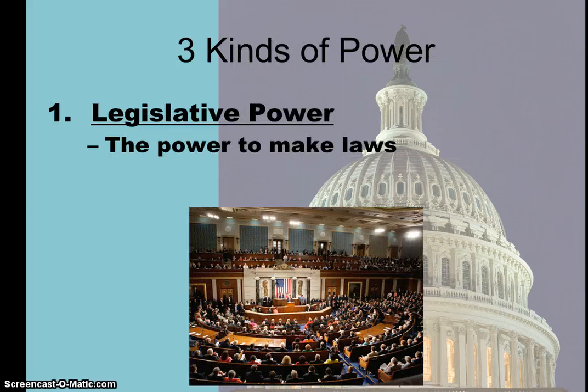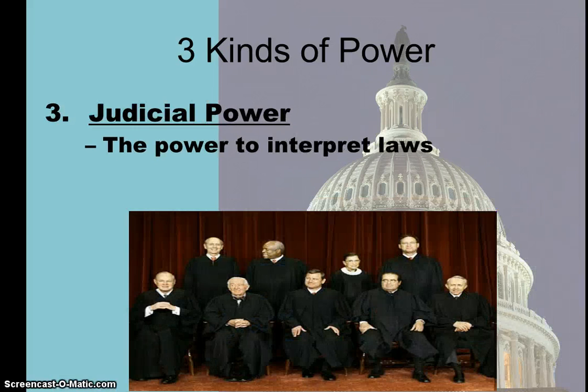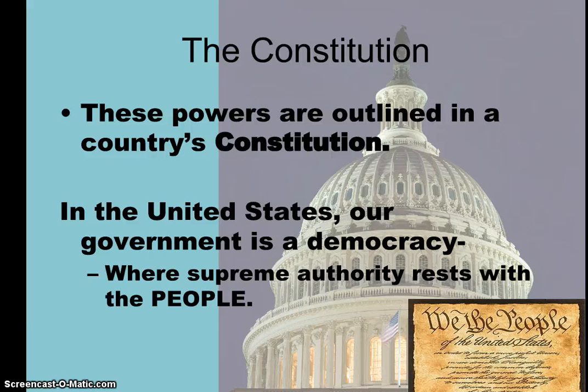Alright, the three kinds of power, we talked about this last time. We have the legislative power, the power to make laws, the executive power, the power to enforce laws, and judicial power, the power to interpret laws. The responsibilities, duties, and powers of each of those different branches of government are all found in the Constitution. When we start talking about the different branches, we'll start with Article 1 in the Constitution, which discusses the legislative branch.